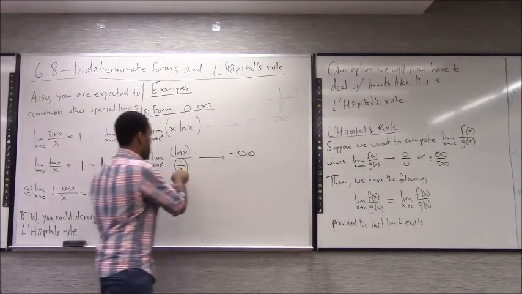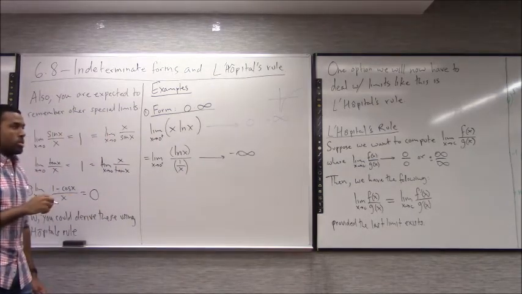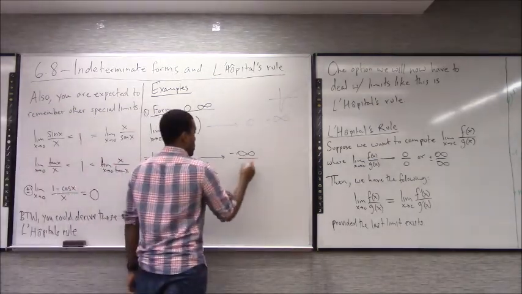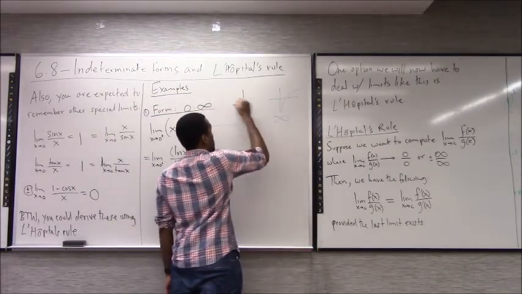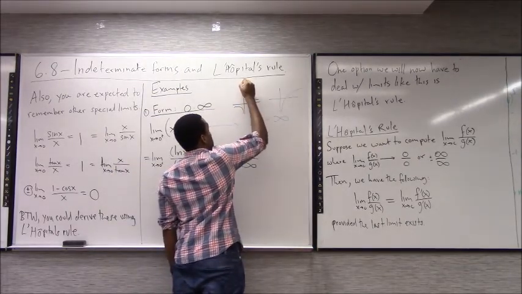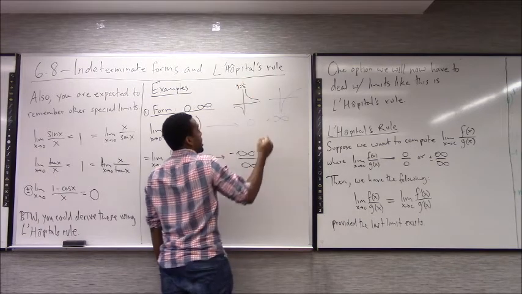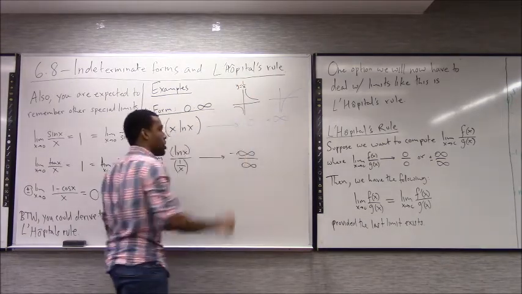Infinity would be on the top. What about 1 over x as x approaches 0 from the right? It's also infinity, right? So remember that y equals 1 over x is that guy. As you're approaching 0 from the right, that guy is shooting up to infinity.